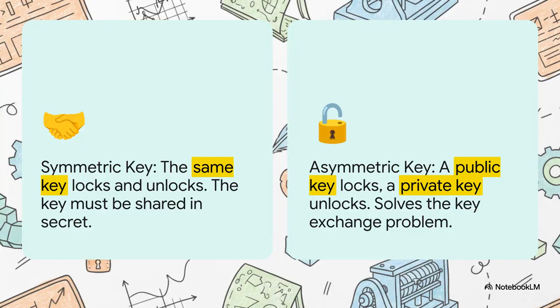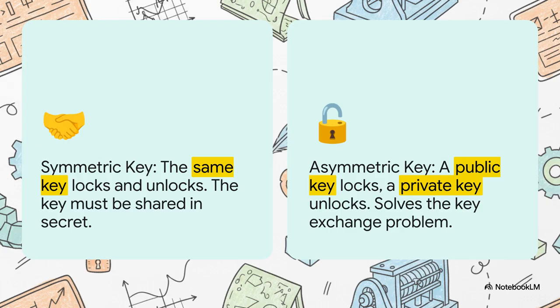And this is the breakthrough. The old way, symmetric keys, was totally haunted by that key exchange problem. But the new way, asymmetric keys, it just sidesteps the whole issue. You've got a public key for locking and a totally separate private key for unlocking. The problem isn't just solved, it's made completely irrelevant.